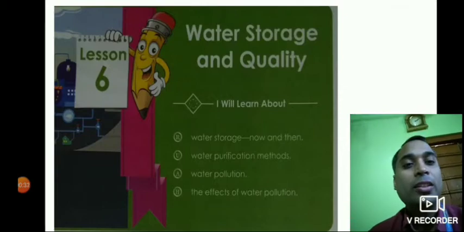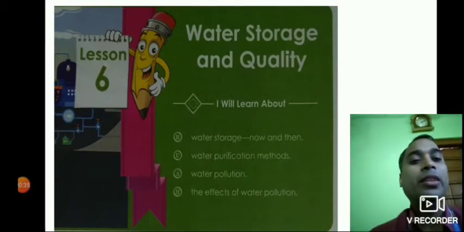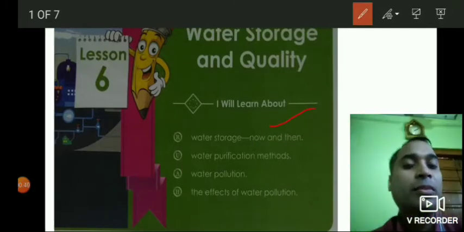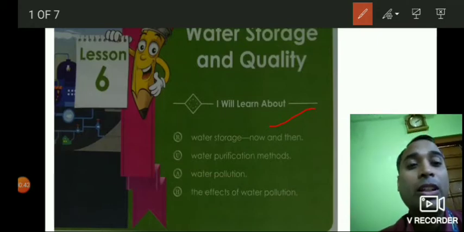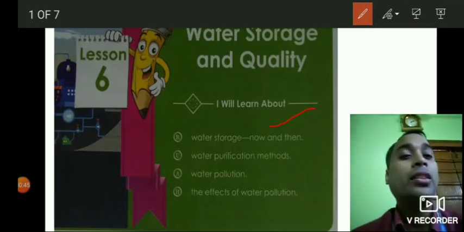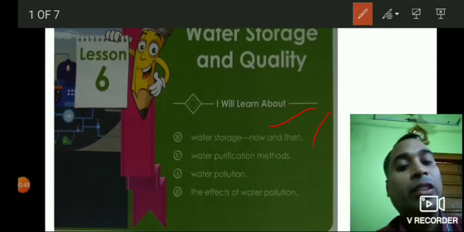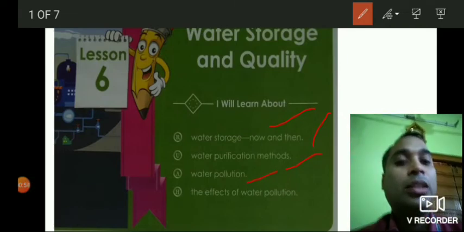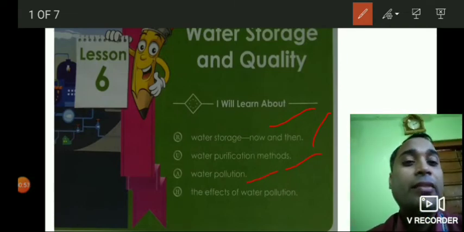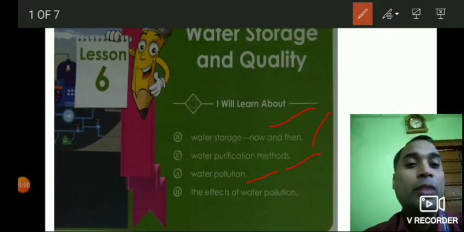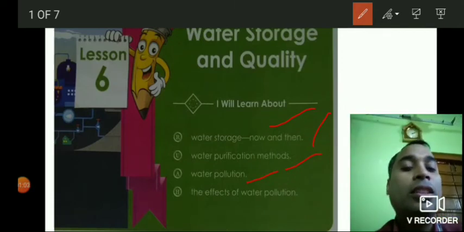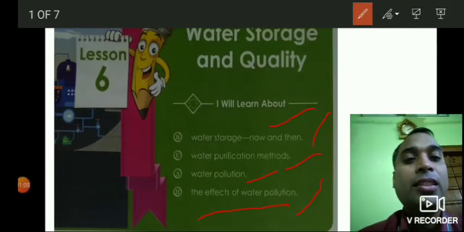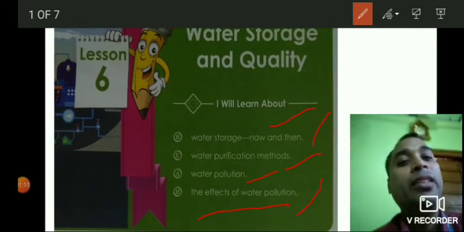So, water storage and quality. In this chapter mainly we are going to study these 4 key points, which are water storage system, where we'll be studying about old ways of storing water and also the modern water storage system. Then we'll also study about water purification methods. Then of course we'll study about the factors that pollute water, and that will come in the topic water pollution. And then we'll also study its harmful effects, so effects of water pollution. So these are some key topics which we will be covering in this chapter.